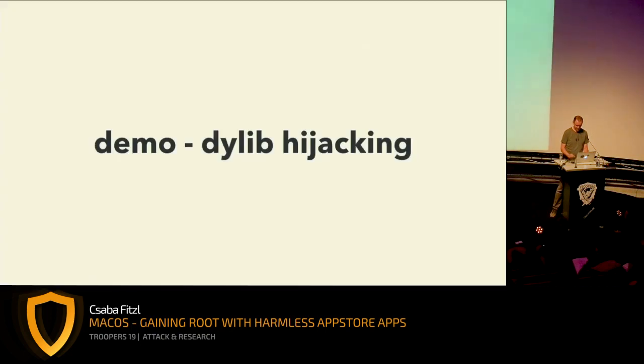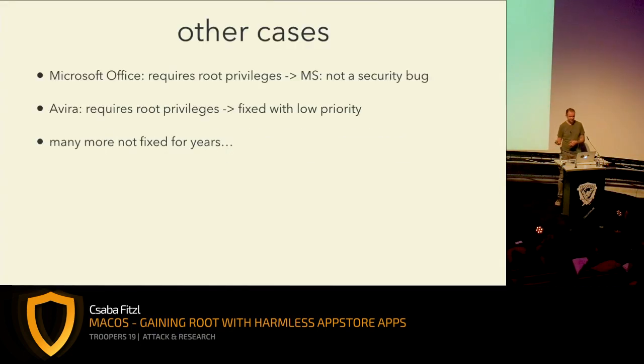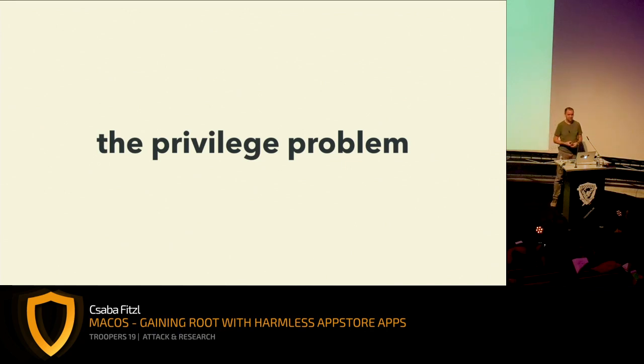So again, this is where I started, and then I ran into a problem. Actually, before that, there are other cases. If you run this DHS tool on your Mac, you will find plenty of those. For example, Microsoft Office has a couple of them. I sent it to Microsoft, and they said, oh, you actually need to be root to utilize this vulnerability, so this is not a security bug. I understand why they say it, but I don't necessarily agree. Avira had an issue. They said they will fix it. And there are others, like Xcode.